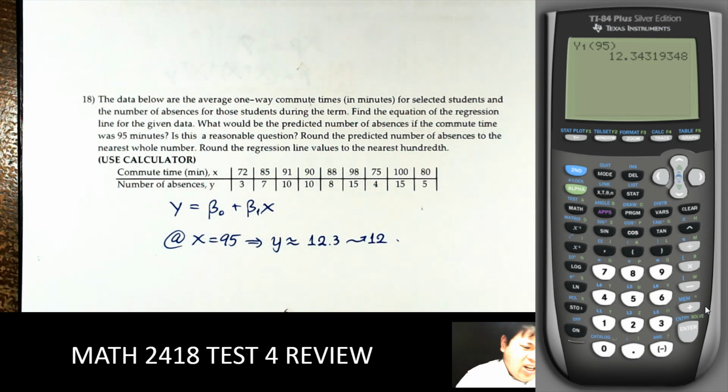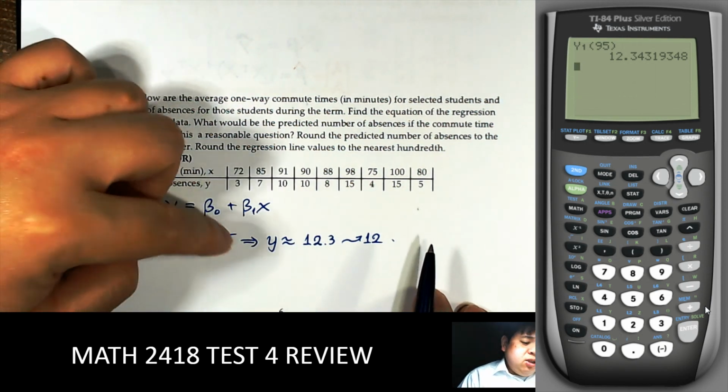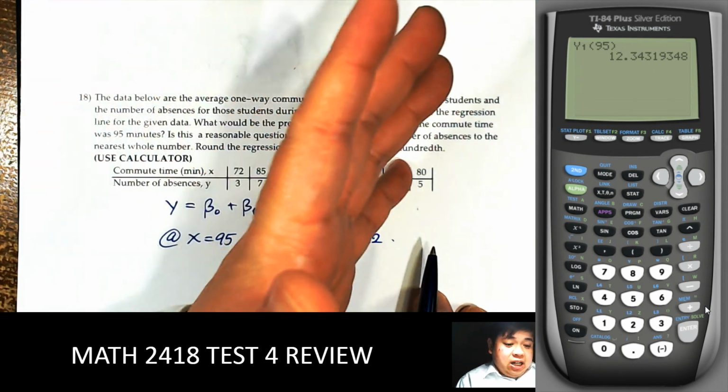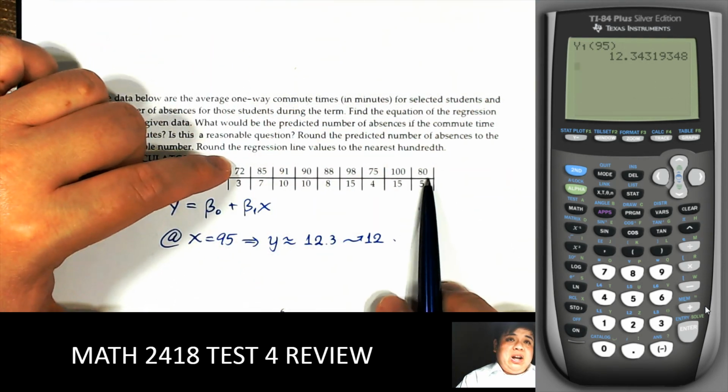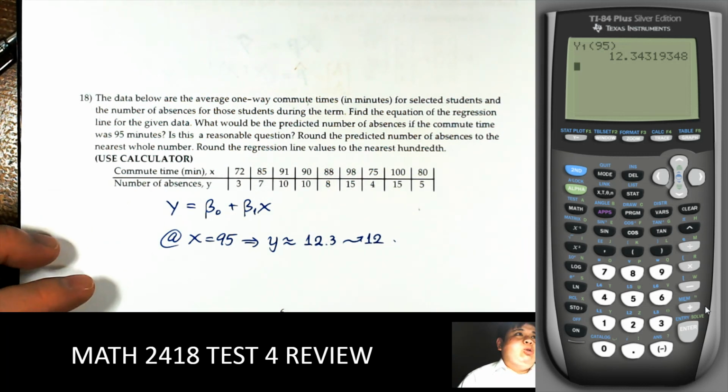And the next part is to predict the number to the whole number. We did that. And is this reasonable? And we say yes, because 95 is not in the data, but it is within the domain of the problem. So in that case, y is reasonable at about 12.